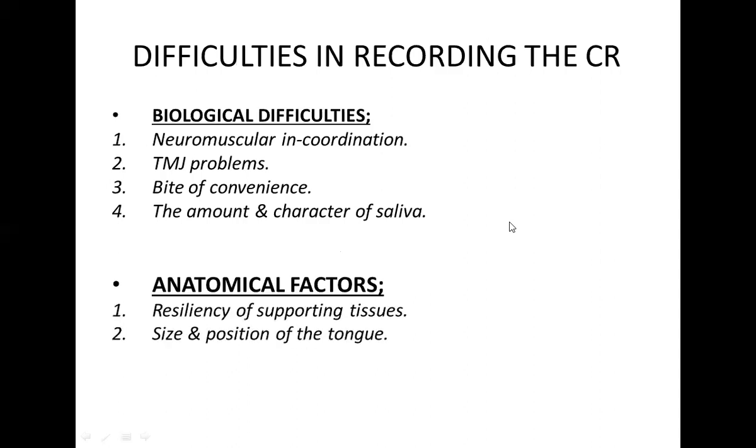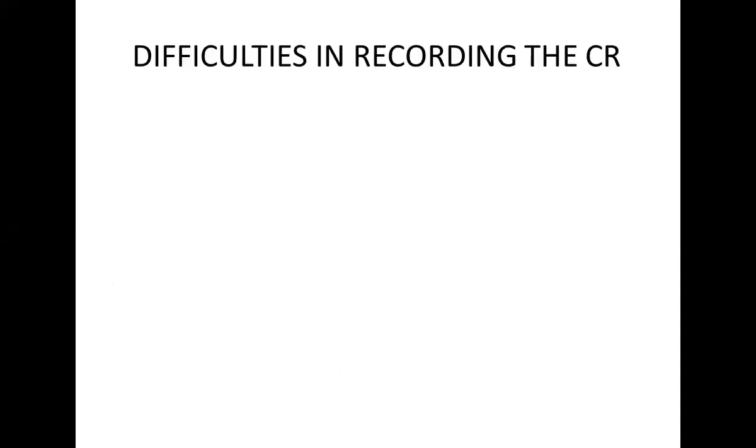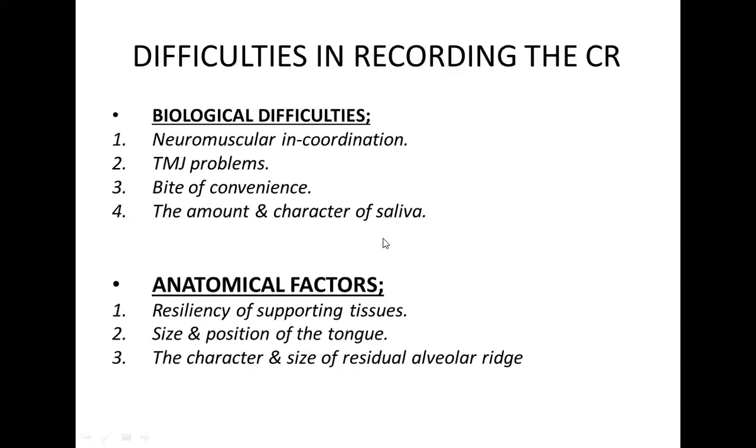Then anatomical factors: resiliency of your supporting tissues, size and position of your tongue, character and resiliency of supporting tissues. For example, you have a flabby ridge and you did not address that ridge in your impressions. रिजवान साहब अभी आपको कराएंगे open window techniques वगैरह type की. बहरहाल जो आपके soft tissues होते हैं, where you have hyperplastic soft tissues over your denture bearing area, you have to address them with the special protocols. We used to record them mucostatically. We do not give any pressure to those tissues.